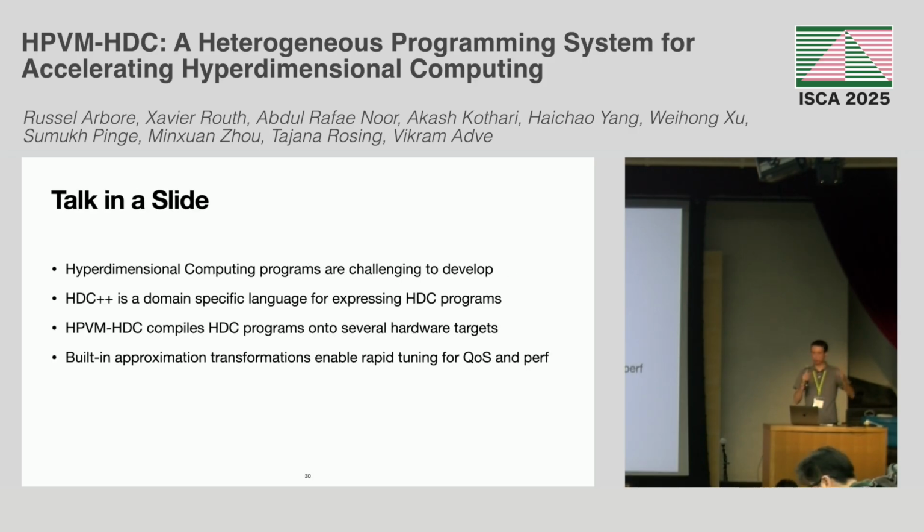So in conclusion, we presented a programming system that allows you to develop HDC applications more productively because you only have to develop once, and you can retarget it across devices. And also, you can very easily explore different approximation configurations to tune your application for quality of service and performance.